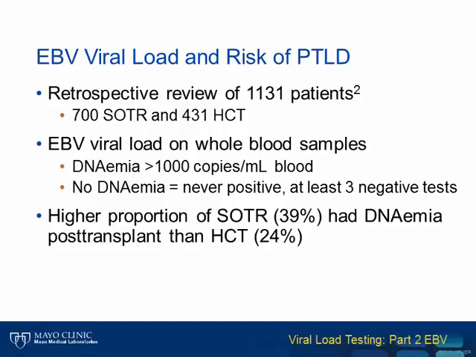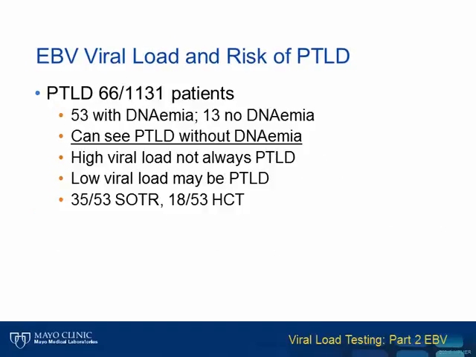In this study, the EBV viral load was monitored on whole blood, and EBV DNAemia was defined as at least 1,000 copies per ml, while negative results were defined as those patients that never had a positive result or had at least 3 negative tests. This study found that a higher proportion of solid organ transplant recipients had EBV viremia following the transplant compared to stem cell recipients. Among their cohort of over 1,100 patients, 66 were diagnosed with PTLD.